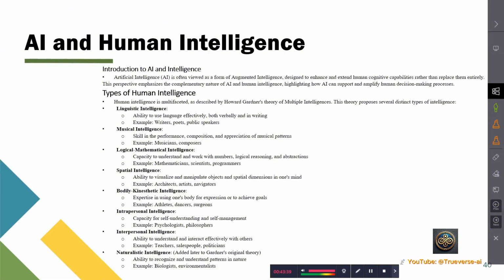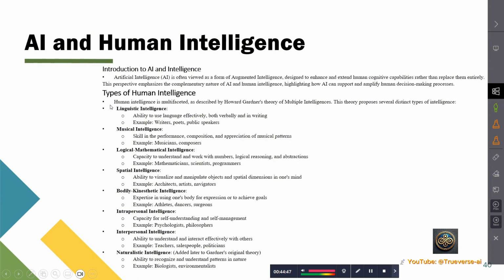When we look at these fundamentals, one question comes: what is the difference between AI and human intelligence? AI is often seen in the form of augmented intelligence, designed to enhance human cognitive capability, not replace it. Please pay attention. This concept emphasizes that AI and human intelligence are complementary and necessary. While AI can support decision-making, in empathy, recognition, creativity and ethical reasoning, human intelligence remains central.